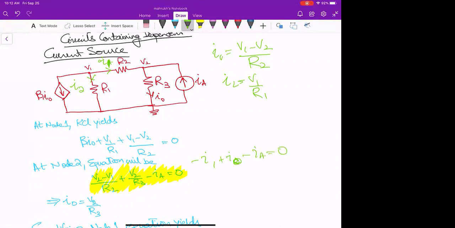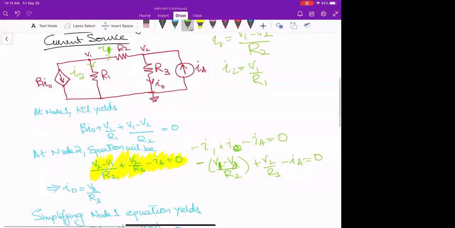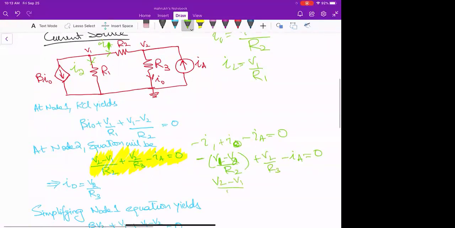And when I replace this V1 minus V2, it should correct itself. It should correct it by itself. So this equation is fine, I think. V1 minus V2 over R2 plus V2 over R3 minus IA, it's okay. So this will become V2 minus V1 over R2 plus V2 over R3 minus IA. You understand what I'm saying? Yeah, I get that.